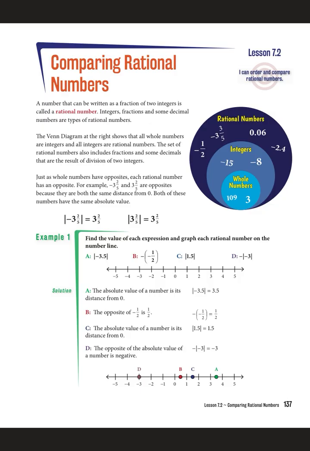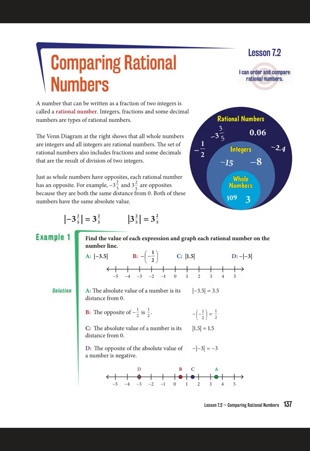A number that can be written as a fraction of two integers is called a rational number. Integers, fractions, and some decimal numbers are types of rational numbers. The Venn diagram off to the right shows that all whole numbers are integers and that all integers are rational numbers. The set of rational numbers also includes fractions and some decimals that are the result of division of two integers. Just as whole numbers have opposites, each rational number has an opposite.